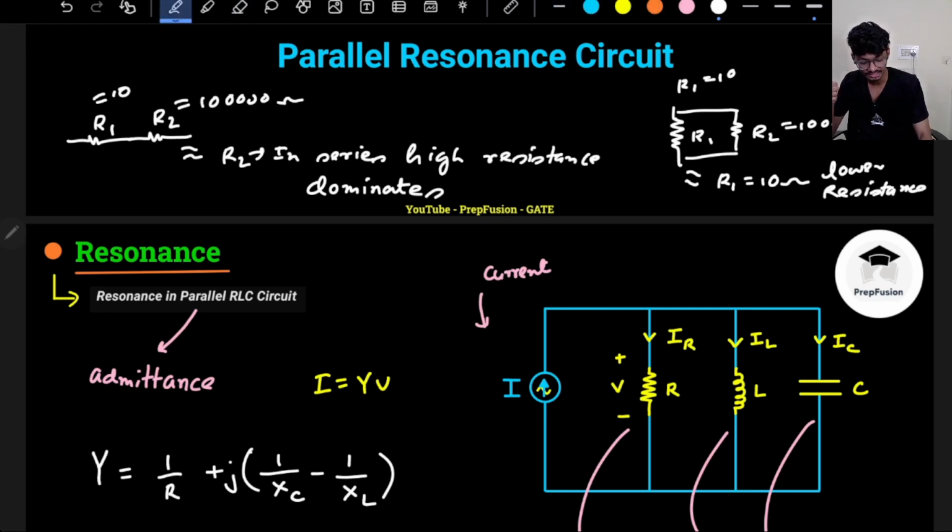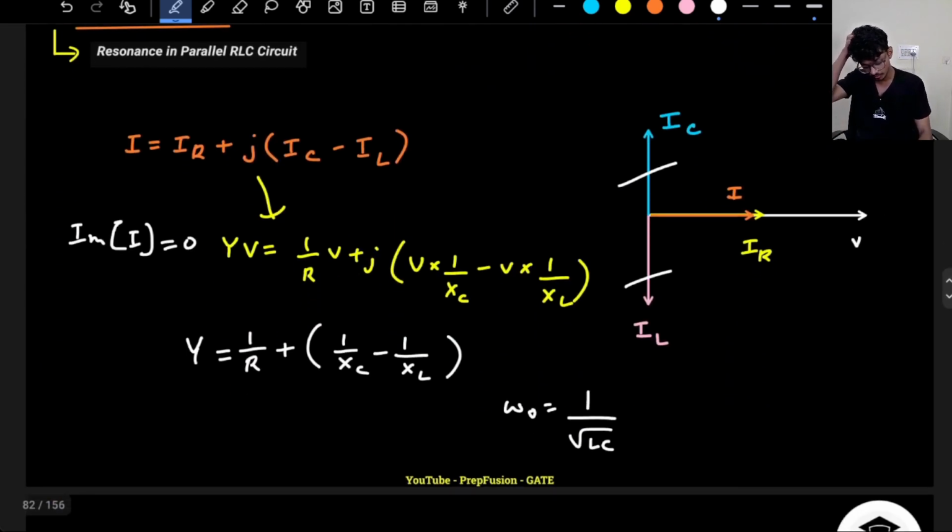If I want to say this in terms of conductance, how can I say? The higher conductance dominates. So this has higher conductance, right? This Y1 is higher than Y2. So whichever has higher conductance, that will dominate. Got it? Great. So same thing we will do here.